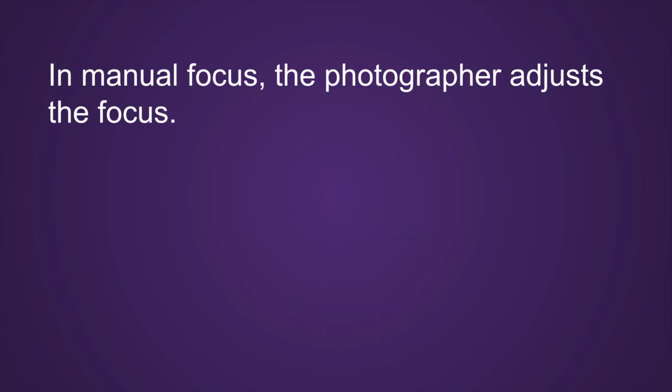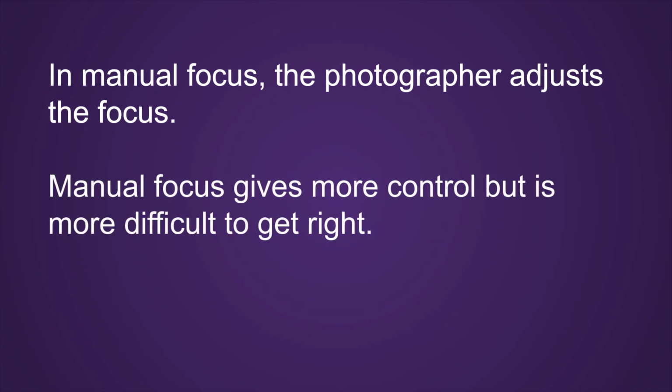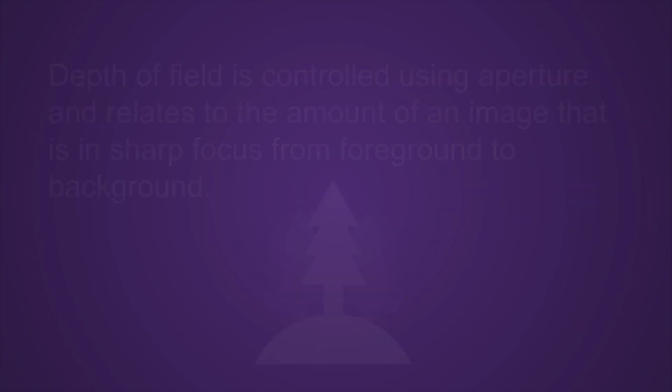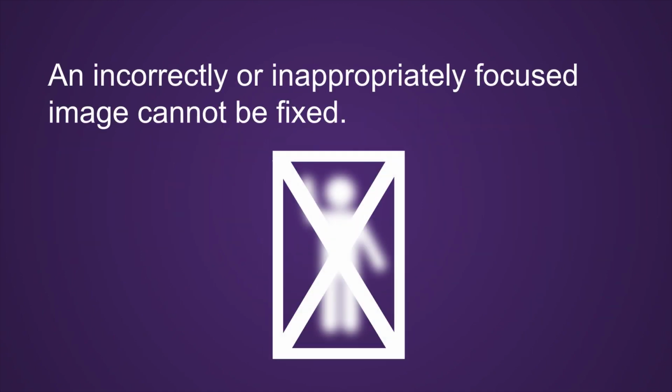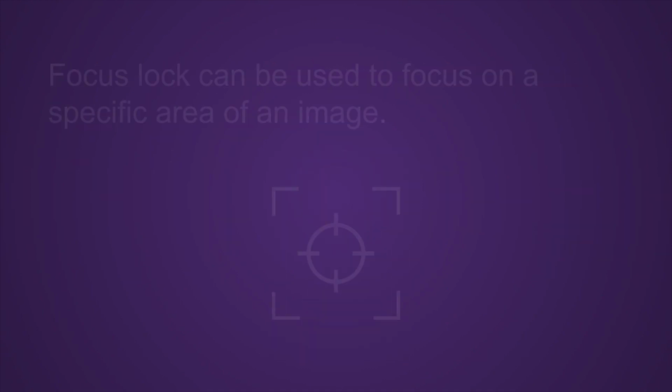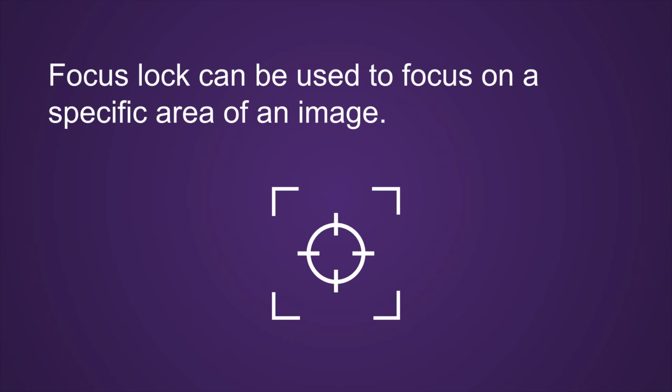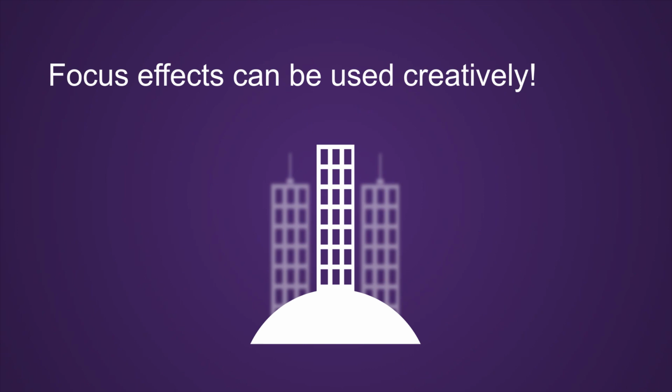In manual focus, the photographer adjusts the focus. Manual focus gives more control but is more difficult to get right. Depth of field is controlled using aperture and relates to the amount of an image that is in sharp focus from foreground to background. An incorrectly or inappropriately focused image cannot be fixed. Focus lock can be used to focus on a specific area of an image. Focus effects can be used creatively.